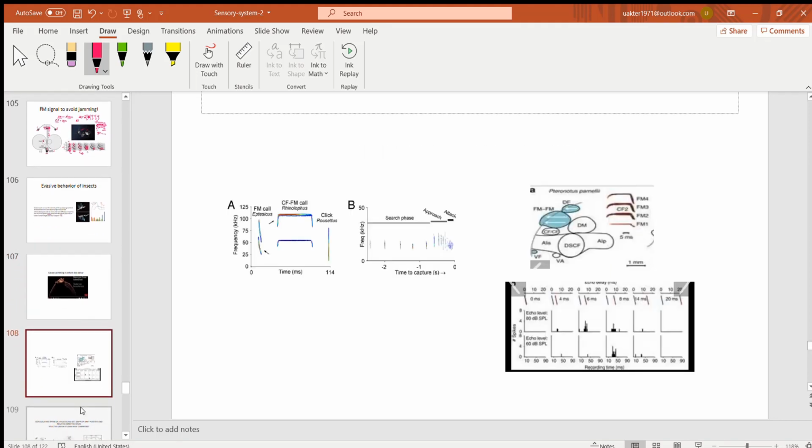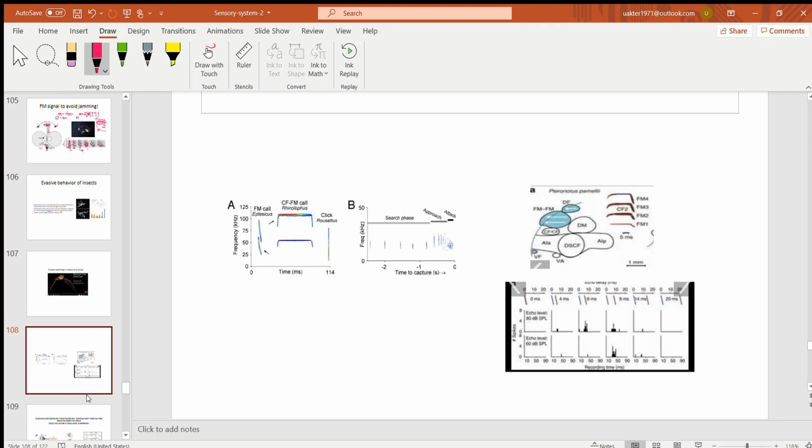Okay, so now you see here FM calls, frequency modulated, right? And CF FM, you see FM, CF, FM, FM, CF, FM. Okay, and you can record the calls in the laboratory or outside. So search, phase, approach, and attack. That's the last phase, terminal phase. We talked about that. So the frequency increases.